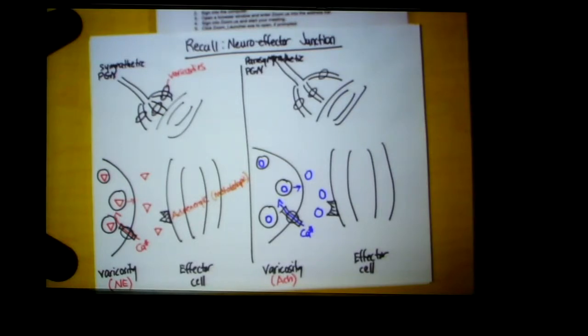Beta 1 is on the heart and kidneys. Beta 2 is on the lungs. Beta 3 is on adipose, okay?